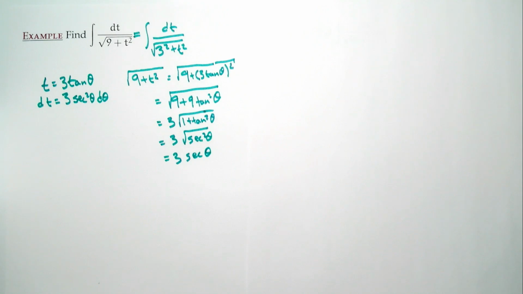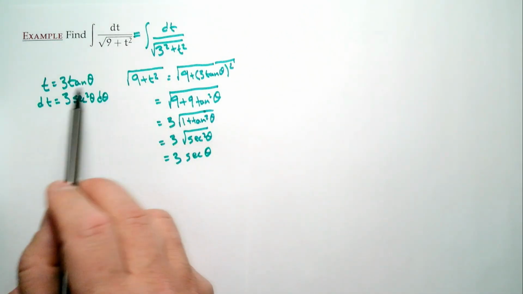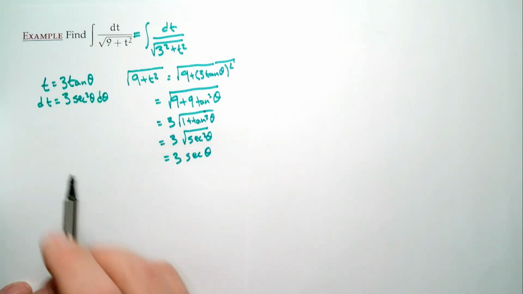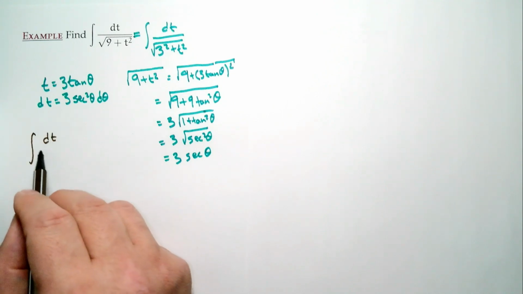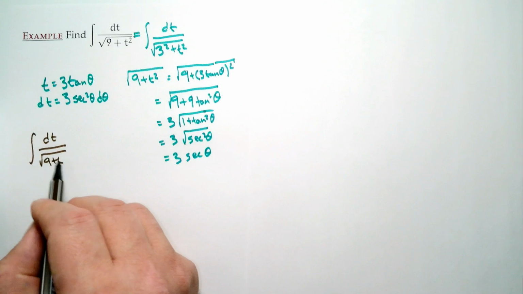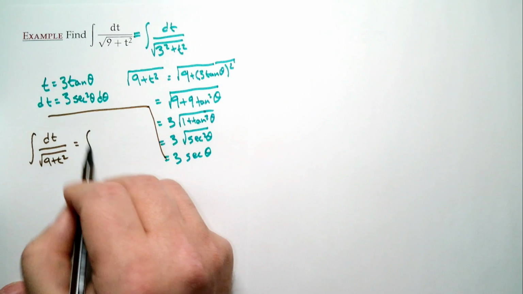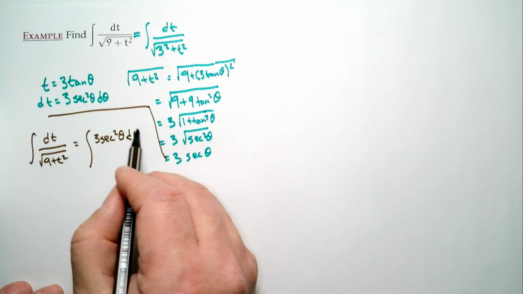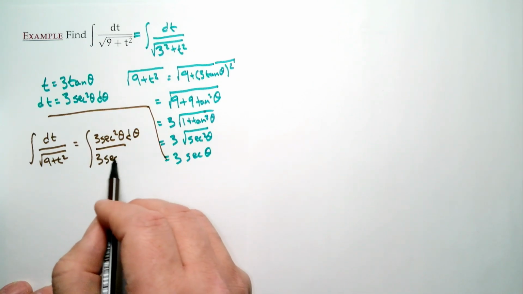Okay, from here we're ready to carry out our substitution because we know what to do, because we have the dt, we know what that's going to become in terms of theta, and we have the square root of 9 plus t squared, we know what that's going to become. So the integral of dt divided by the square root of 9 plus t squared is going to become, upstairs we're going to get 3 secant squared theta d theta. Downstairs we're going to get 3 secant theta.